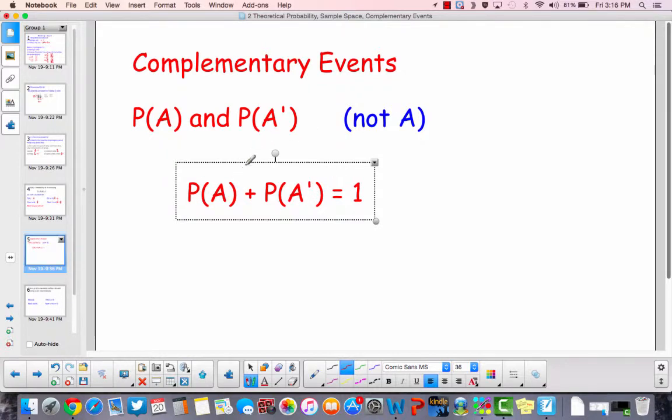You're either a boy or a girl. All those different things. You pull a blue ticket or a red ticket, whatever the options are. The probability that you pull a blue ticket and the probability that you pull not a blue ticket, those two probabilities together have to equal 1. And we're going to use this later on. Make sure you know that.